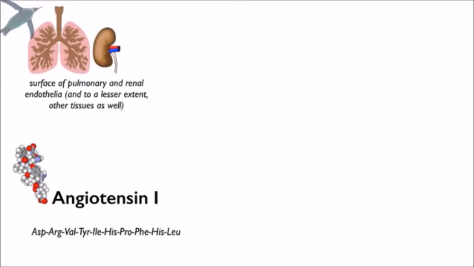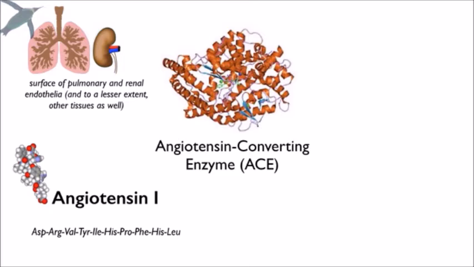enzyme that is found primarily on the surface of pulmonary epithelia and also in renal tissue and other places, as we're finding out now. This enzyme is called the angiotensin-converting enzyme. Does that make sense? We call it ACE for short.